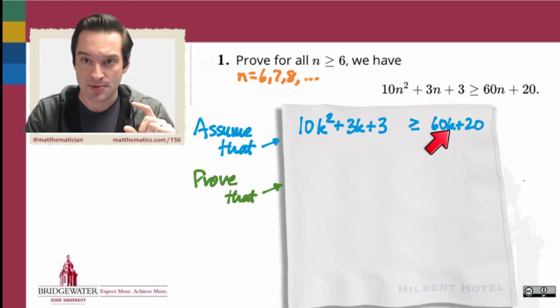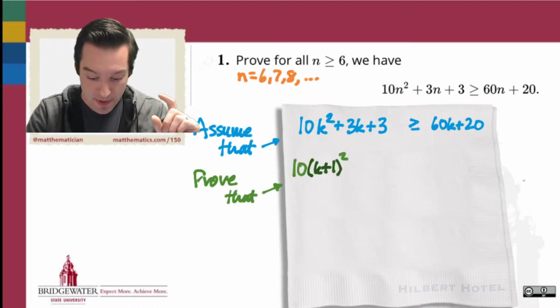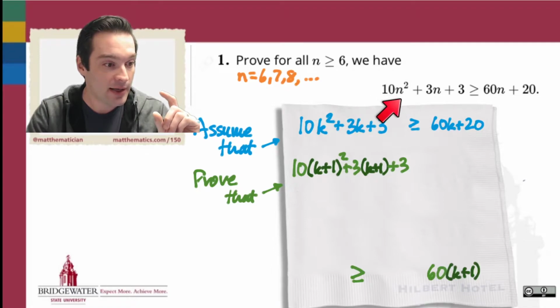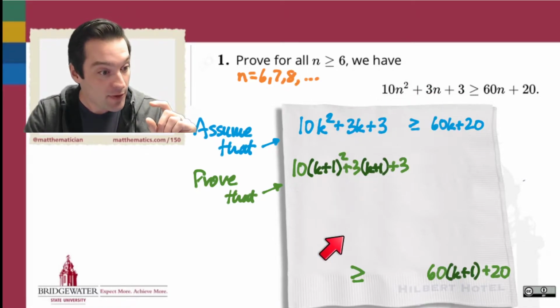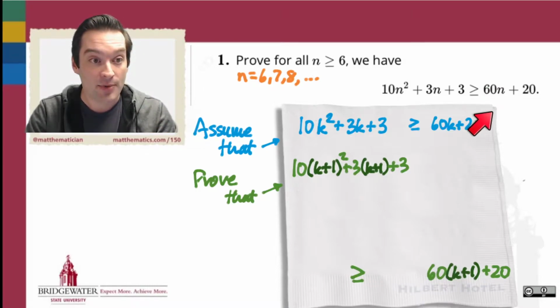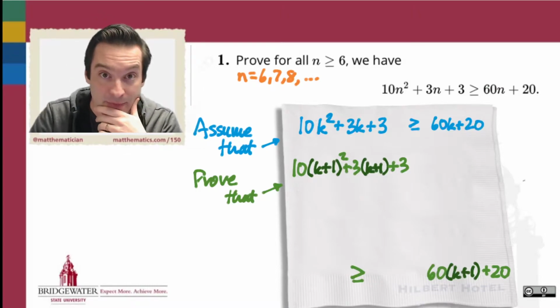And from that assumption, we want to be able to deduce the statement for k plus 1. So 10 times the quantity k plus 1 squared plus 3 times the quantity k plus 1 plus 3. We need to show that that's greater than or equal to 60 times the quantity k plus 1 plus 20.